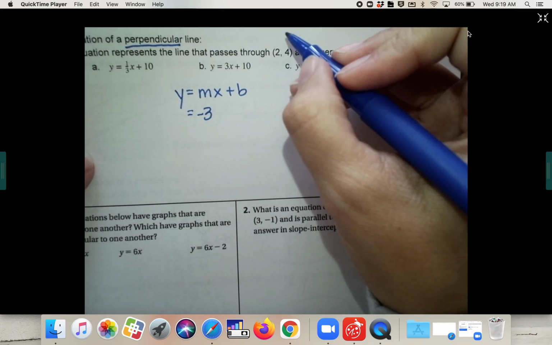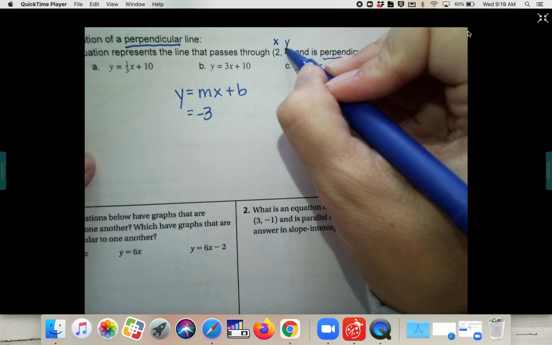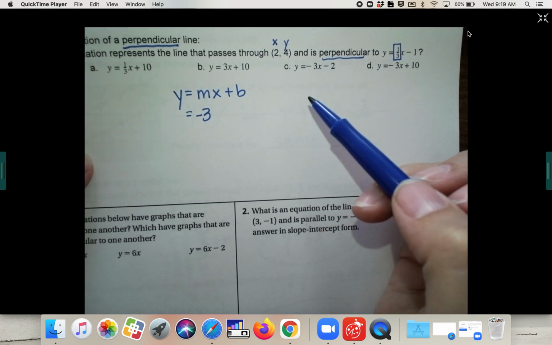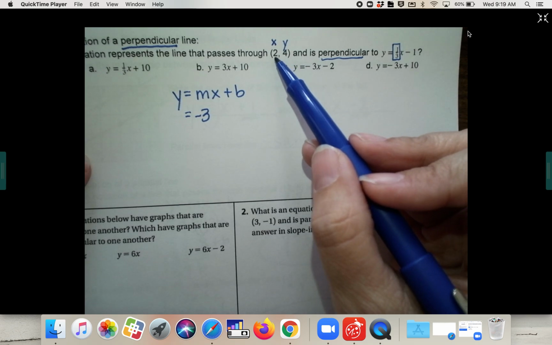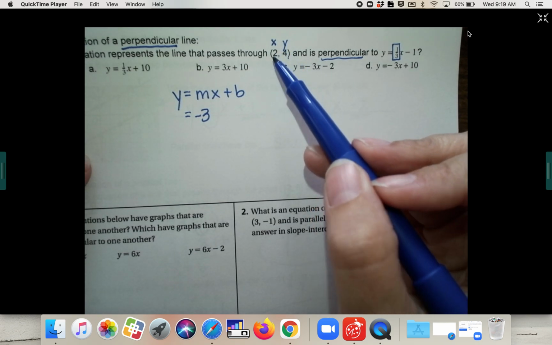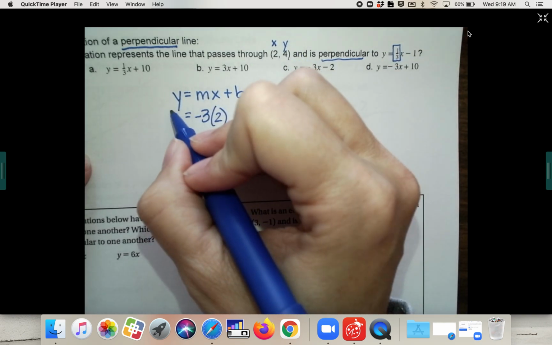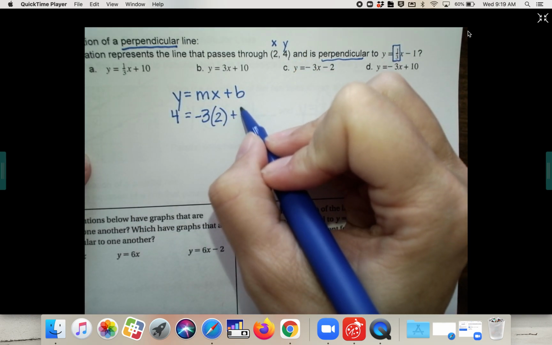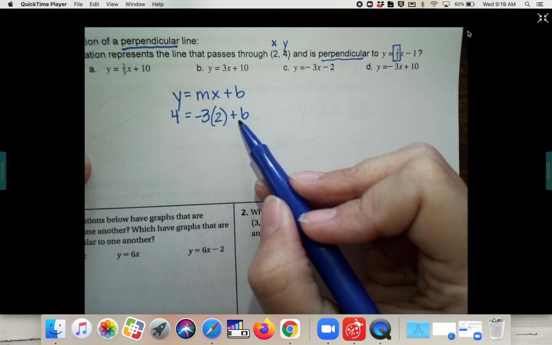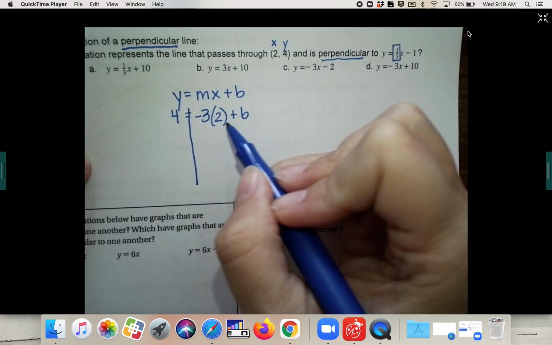If it goes through 2, 4, then that means one of its coordinates on the line will be 2, 4. So we can borrow 2 for x, and we can borrow 4 for our y, just so that we can use them to figure out our b, our y-intercept. So let's do that and let's calculate that.